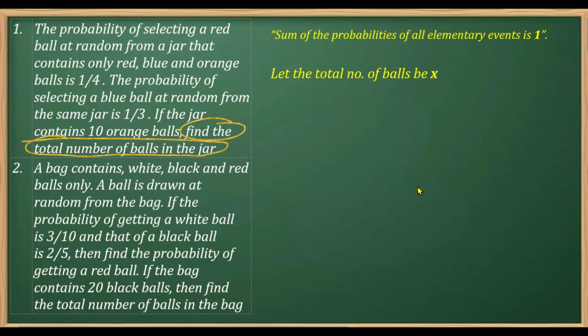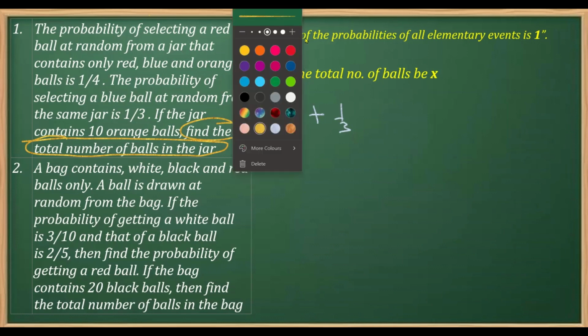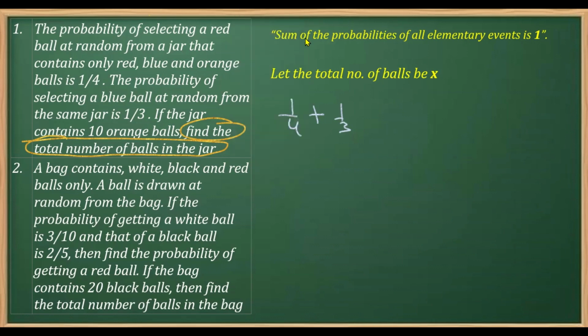Now, if I ask you what is the probability of taking out a red ball, it is 1 over 4. The probability of taking out the blue ball is 1 over 3. And then if I ask you what is the probability of taking out the other color, that is orange. The probability of taking out an orange color ball: the orange number is 10, so favorable is 10, and the total number of balls is x. So it should be 10 over x.